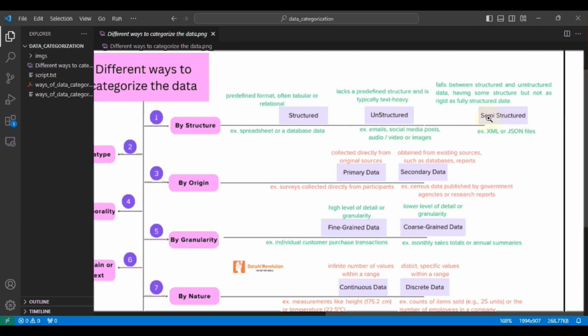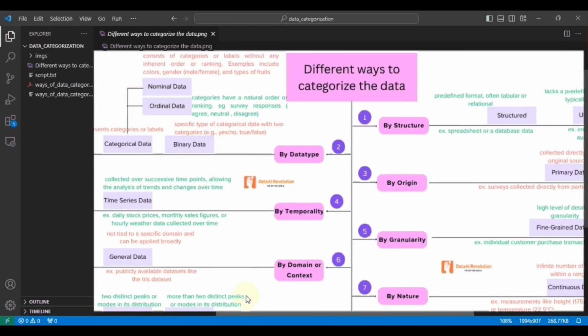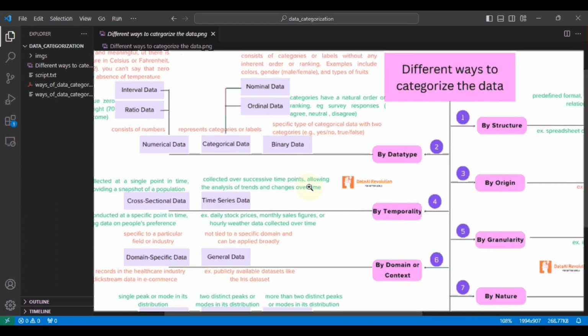The third way is semi-structured. Semi-structured data falls in between structured and unstructured. Some of the data will have structure and some will not. An example is a JSON file or XML file. You can treat these as semi-structured data. This is the first way in which we can categorize the data.